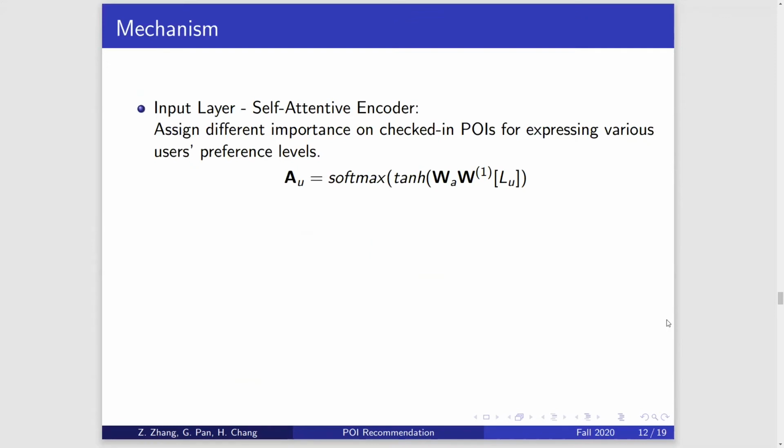So I'll explain more clearly in these two layers. The self-attentive encoder is the input layer. Its goal is to adaptively assign different importance to checked-in POIs for expressing various users' preference levels. To explain further, the input is a preference vector XU, containing 0 and 1, and it indicates whether the user has been to a certain POI.